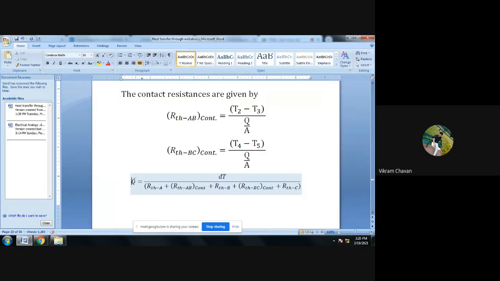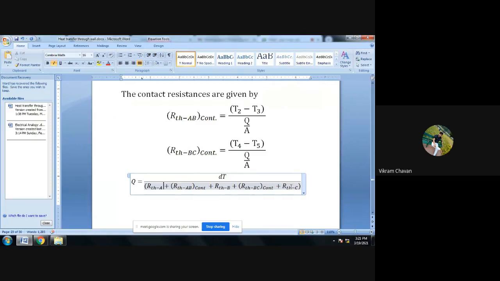Q is equal to dT, where dT is the overall temperature difference, divided by R_TH,A, the thermal resistance of the A wall, plus R_TH,AB contact, the thermal contact resistance between the A and B wall, plus R_TH,B, the thermal resistance of the B wall, plus R_TH,BC contact, the thermal contact resistance between the B and C wall, plus R_TH,C, the thermal resistance of the C wall.